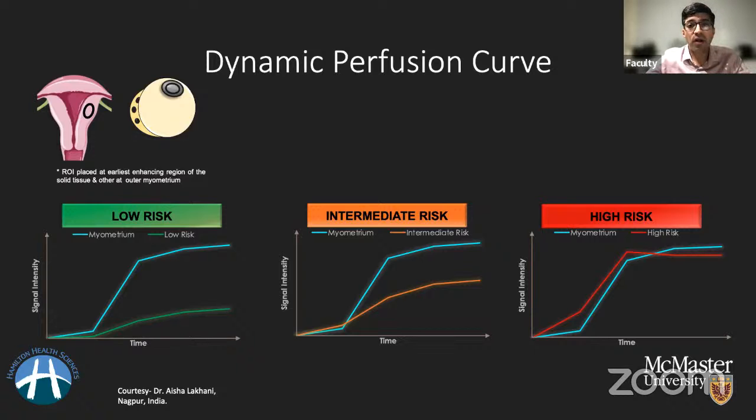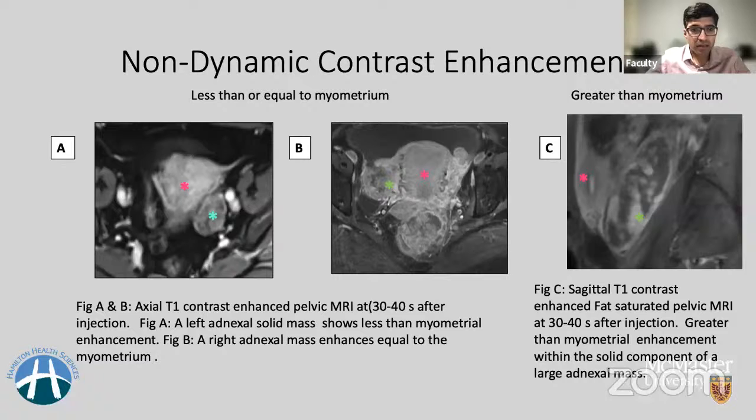But let's talk about non-dynamic contrast enhancement now. So what do we do in non-dynamic contrast enhancement? We can only classify them into two groups, less than or equal to myometrium, or greater than myometrium. So you have a couple of examples here. The actual post-contrast image here shows that the myometrium is enhancing more than the left adnexal mass.